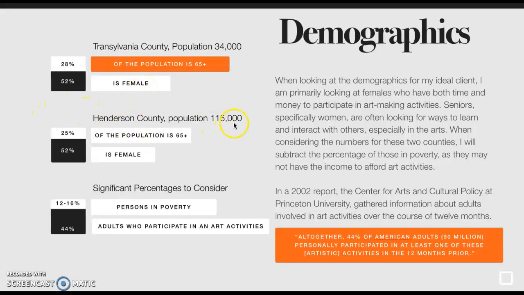And then Henderson County obviously is significantly larger, and I don't know how far people would be willing to travel, but Henderson County is probably one of the closer counties that would draw over to Brevard. Again, 25% of the population is 65 plus, and 52% again is female. And then I would like to consider the percentages of people in poverty in these particular counties. There's a high percentage of poverty.